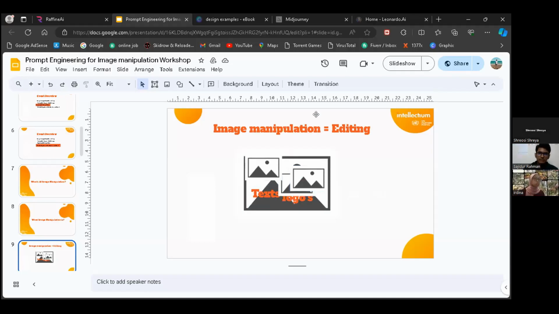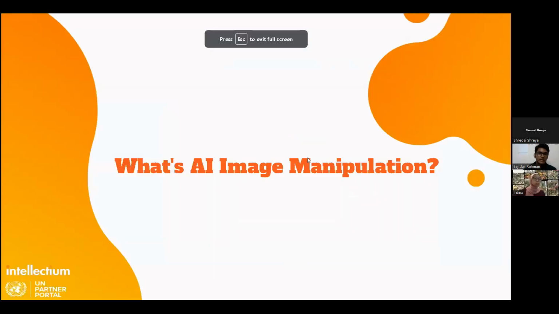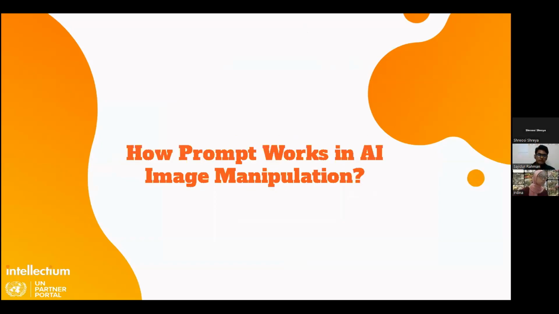And now I'm pretty sure that many of you can already guess what AI image manipulation is. It's basically when you generate or edit an image using artificial intelligence. Simple, right? So now that we know what AI image manipulation is, let's explain how prompts work in AI image manipulation.